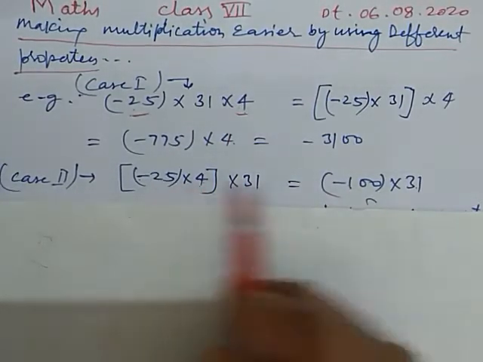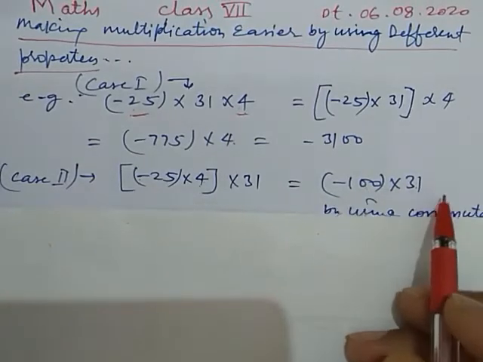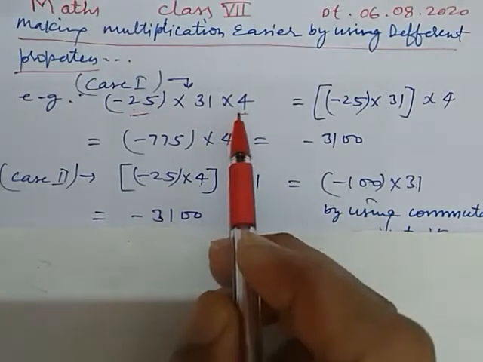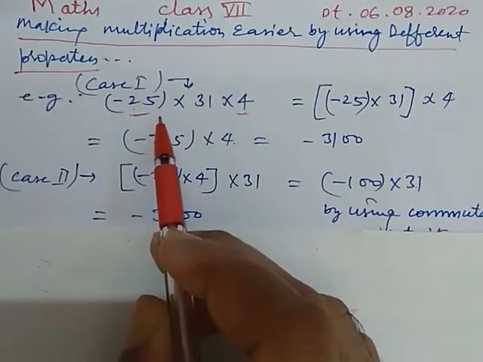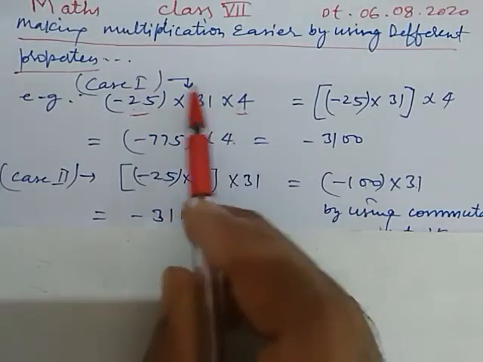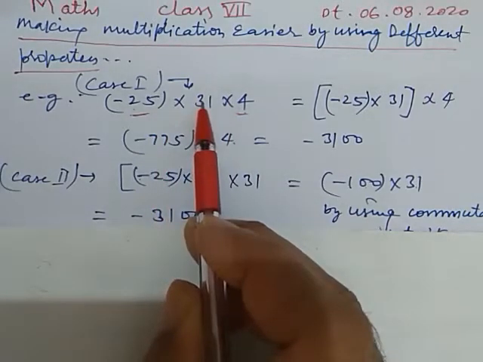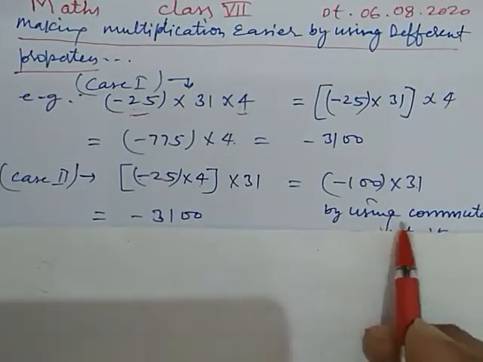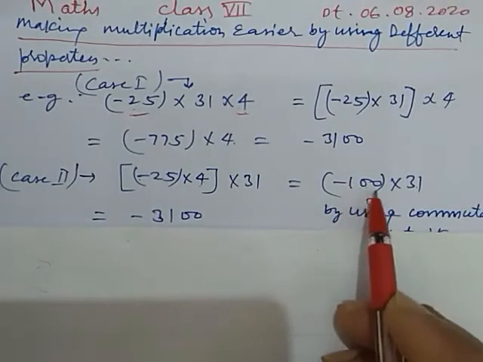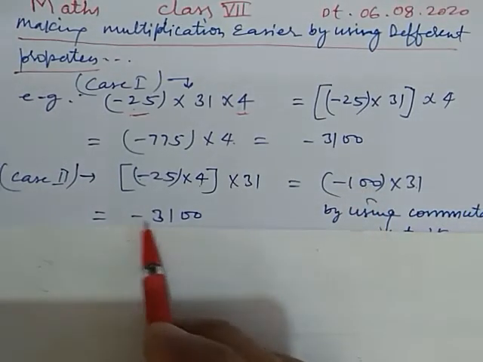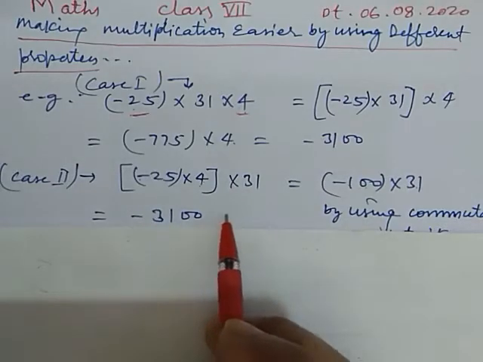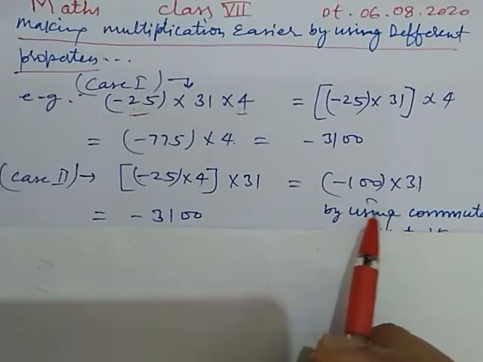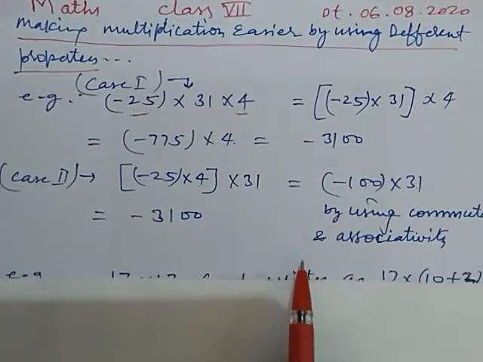Now minus 25 into 4, minus 100, into 31, by using commutativity. Here what we have to do? We just change the order. First we take this number, then we take this number. This way we change the order, and this is by using commutativity. Now by multiplying these, we get minus 3100, which is much easier. These are some examples of using different properties.